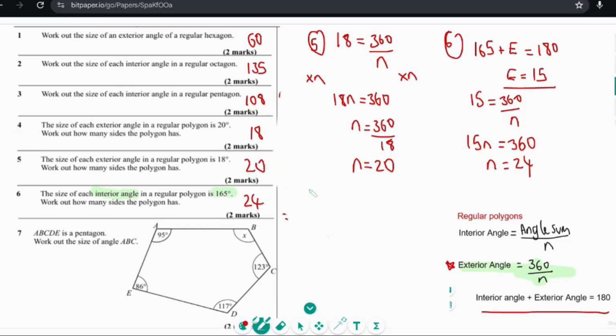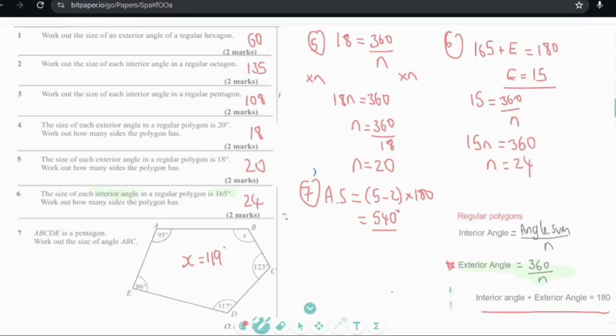And this question 7, work out the missing angle. So this is an irregular pentagon, but we can still get the angle sum by doing n minus 2 times 180. The angles in the shape add up to 540. So if I take the other angles off of 540, we get the missing angle. X is 119 degrees.